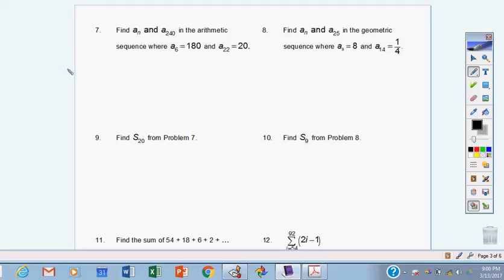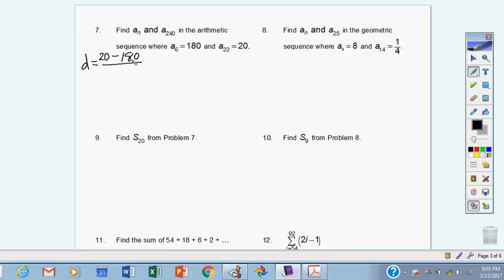Here we go. Started with number 7 here. We have an arithmetic sequence. We do not know our D again, so that's got to be the first thing we do. So we use, just like we said in the last couple problems, how to find D. So this one, the values are actually going down, if you notice. So just something to think about: you know your D value is going to be negative.